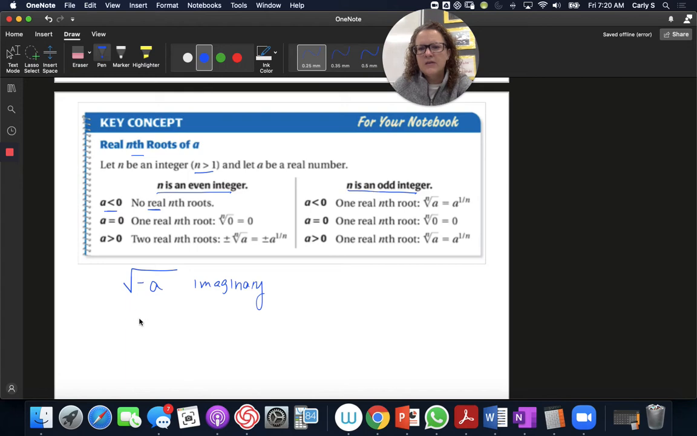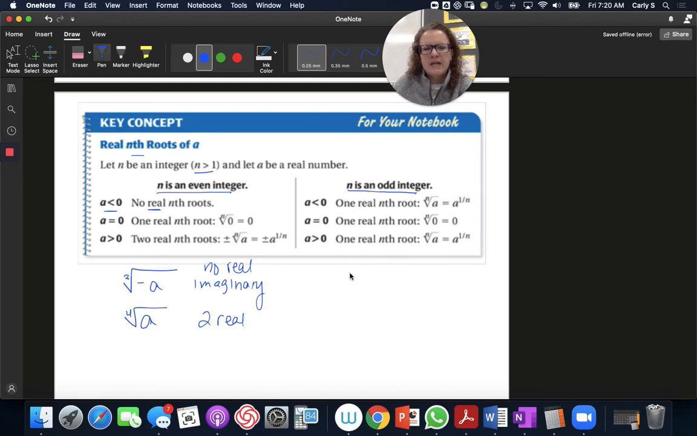When a equals 0, there's one real nth root and it's 0. And then when a is greater than 0, it's positive. I have 2 real nth roots. This was no real. Okay? And that's when it's even, like 2, 4, etc.